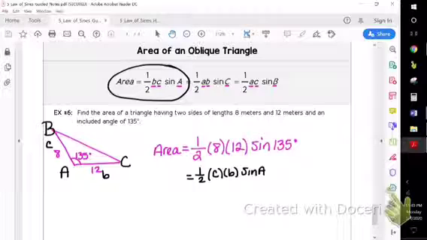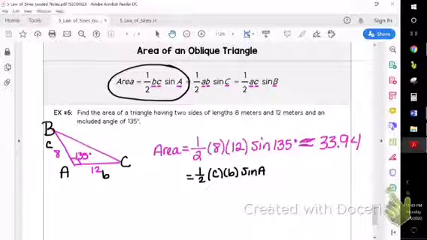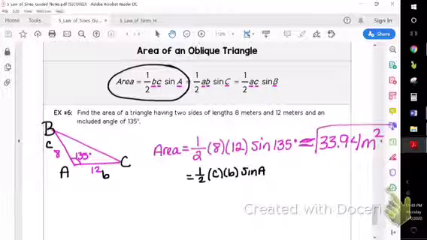Alright, so anyways, back to this problem. So let's go ahead and now let's just type this in our calculator. We got 1/2 times 8 times 12 times sine of 135 degrees. And we will find that that is approximately 33.94. See, my units are meters and it's area, so it's squared. And so there is our area.